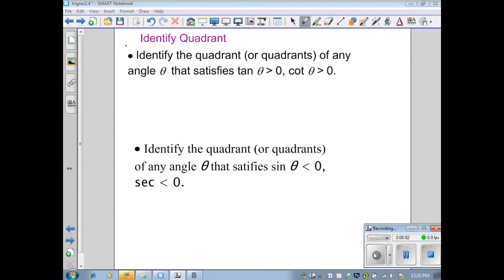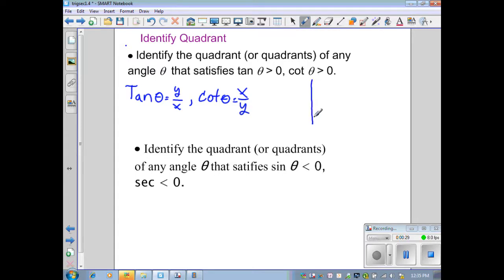Let's recall that tangent theta is equal to y over x, and cotangent theta is equal to x over y. Now, let's identify what quadrants have a tangent theta greater than 0 and a cotangent theta greater than 0. In other words, the values are going to be positive.